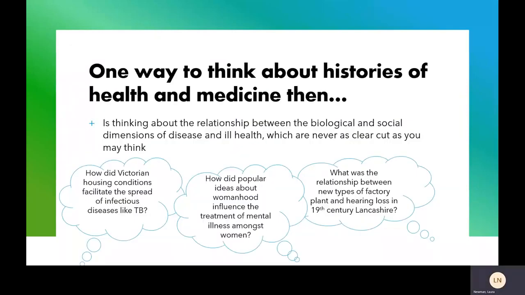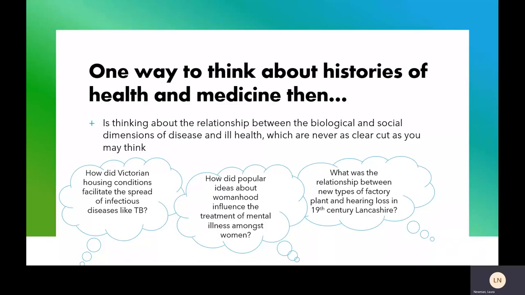So one way to think about the histories of health and medicine is thinking about the relationship between the biological and social dimensions of disease and ill health, which are never really as clear-cut as you may think. I've got some examples here that you can use to think about the relationship between the biological and the social. How did Victorian housing conditions, which is a social factor, facilitate the spread of infectious diseases like TB? How did these often very cramped living conditions affect the spread of M. tuberculosis, the microbe responsible for TB?